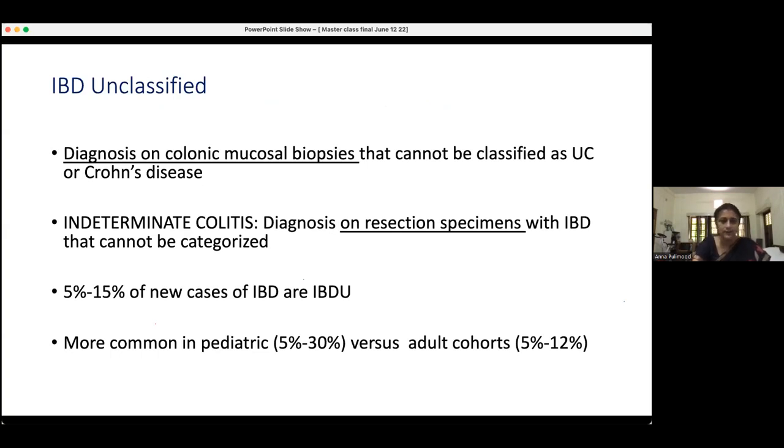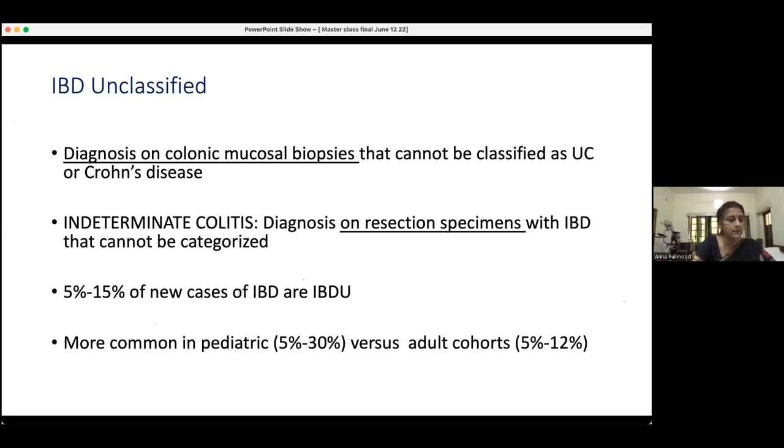IBDU is when you can't make a diagnosis on colonic mucosal biopsies to differentiate UC and Crohn's, though you can say that it is IBD. It should not be used synonymously with indeterminate colitis, which is a diagnosis made on resection specimens. So the term IBDU should only be used for mucosal biopsies.